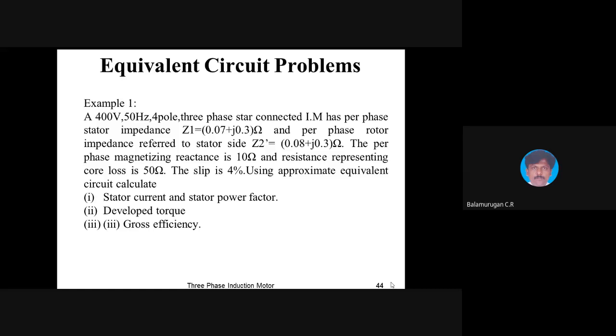What is the value for R2 dash? 0.064. You check the answer. So R2 dash is 0.08. So this is the value you are supposed to substitute, 0.08 into 1 by 0.04 minus 1. So tell the answer for this. 1.92 is correct answer. 1.92 will be the correct answer. Okay.